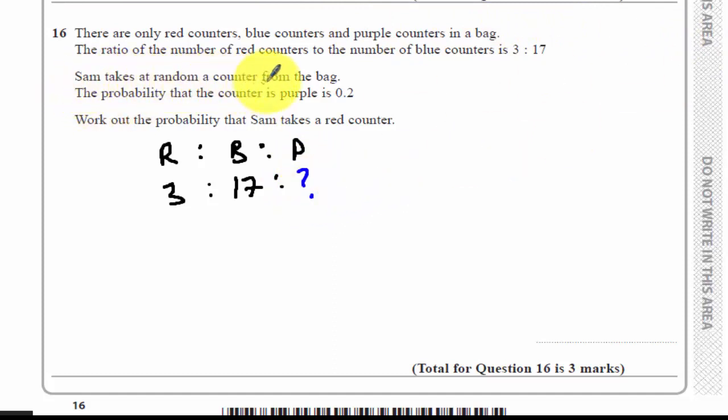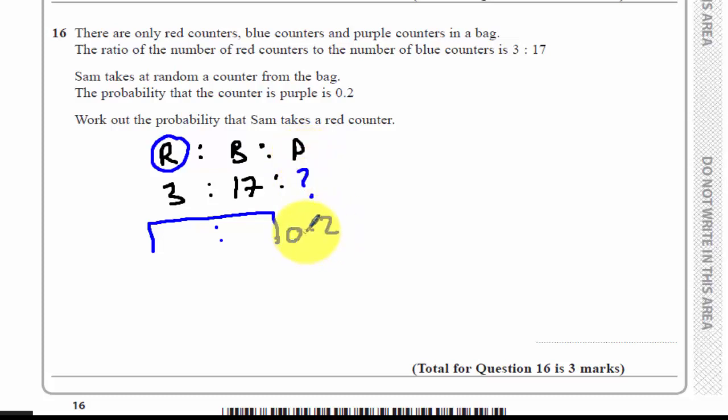Sam takes at random a counter from the bag. The probability that the counter is purple, so this probability is 0.2. Work out the probability that Sam takes a red counter. So I want to know the probability of taking this one. There's a few different ways of approaching this, but this question is testing initially that you know that probabilities have to add up to 1.